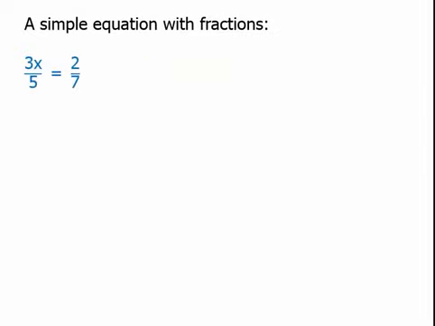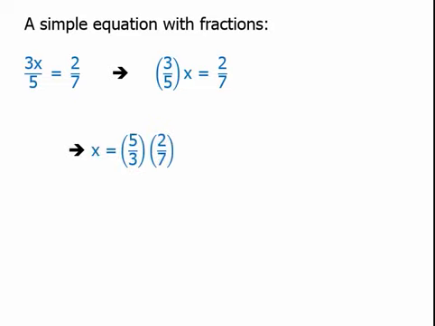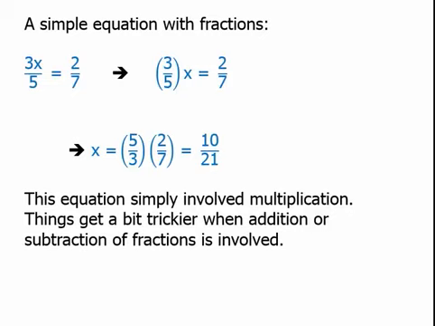So for example, if we had a very simple equation such as this, well, of course, that 3x over 5, we're going to rewrite that as 3/5 times x. Now we have a fraction times x, and we're going to multiply this by its reciprocal. x equals 5/3 times 2/7, multiplying through, we get 10 over 21. This equation simply involves multiplication.